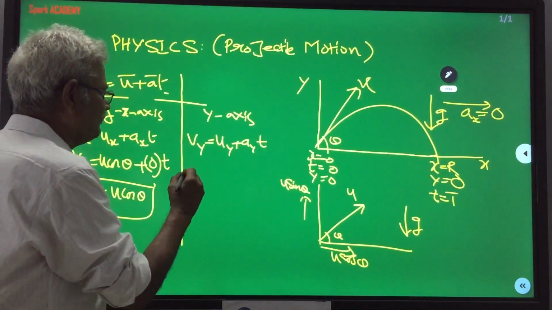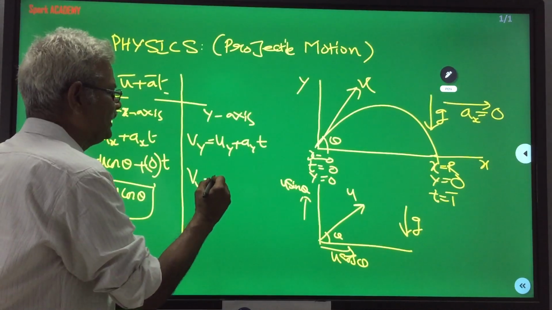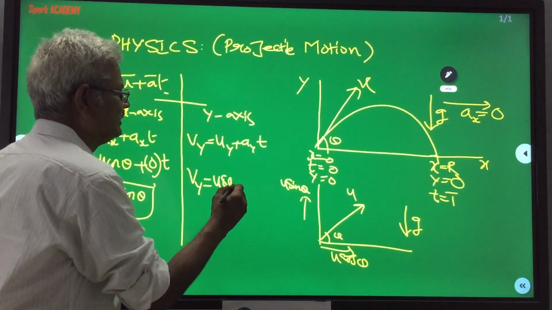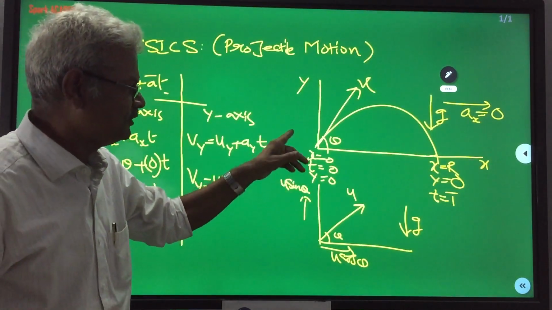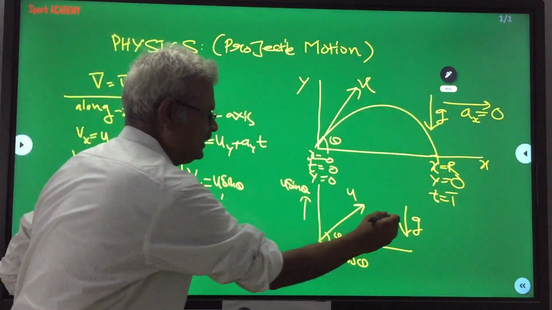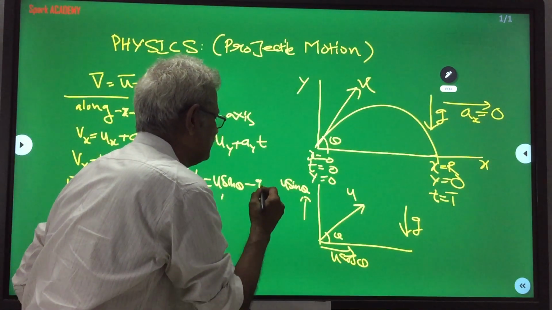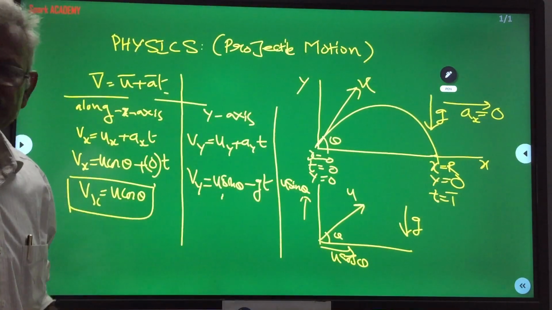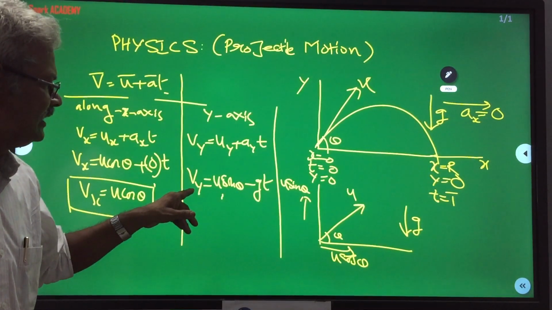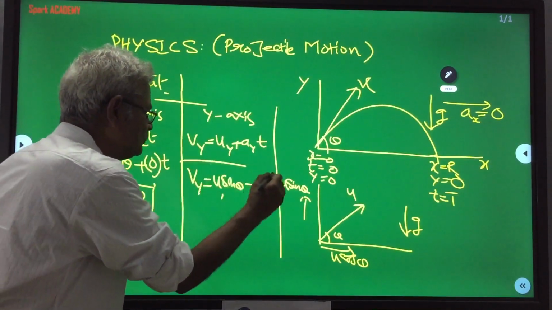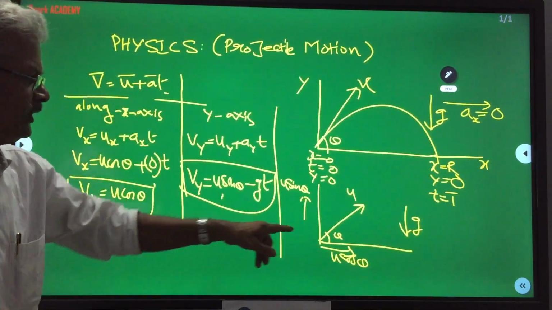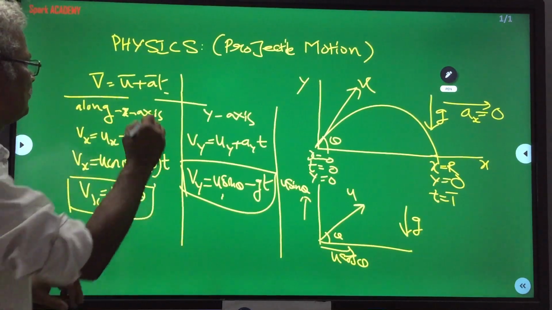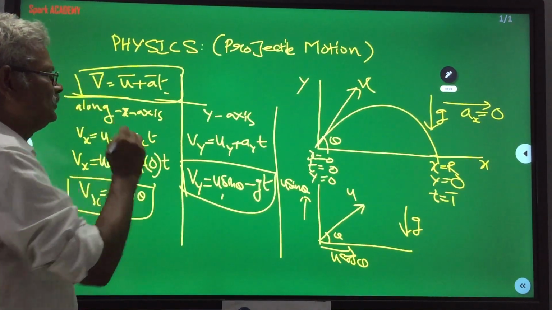and what is Vy? Vertical velocity. What is Uy? U sin theta. U sin theta is upwards. If you take upwards plus, downwards will be minus. All of you know this formula. Clear? All of you know this formula. So that means here in this problem, these are the two identities which we got from this famous formula, V is equal to U plus at.